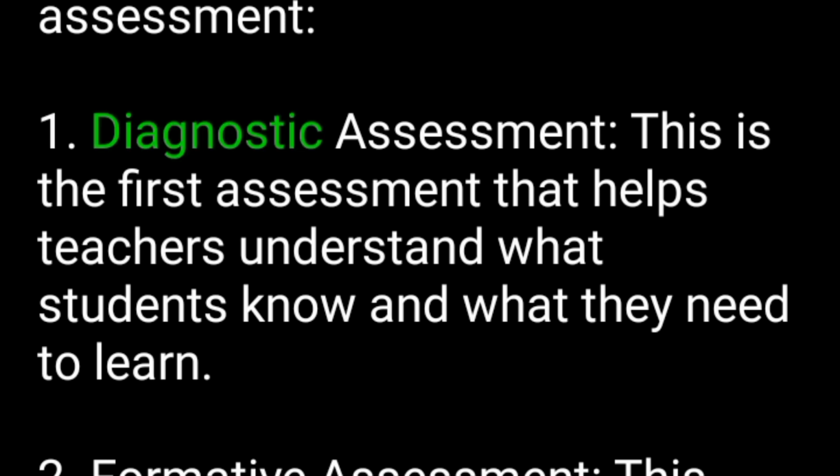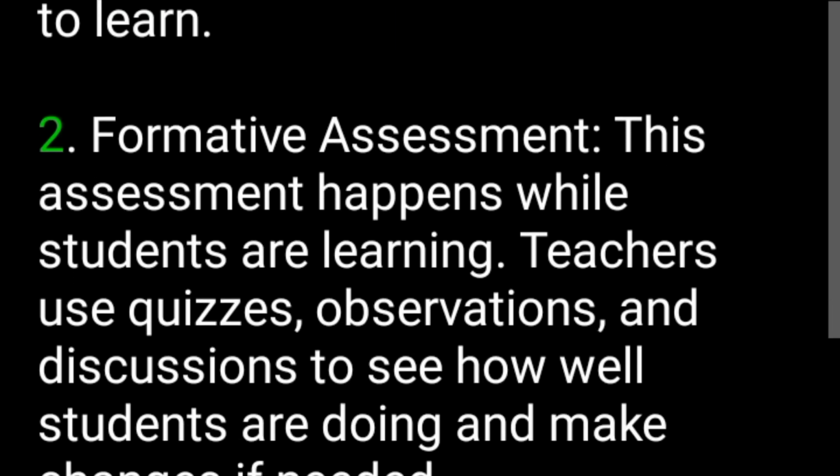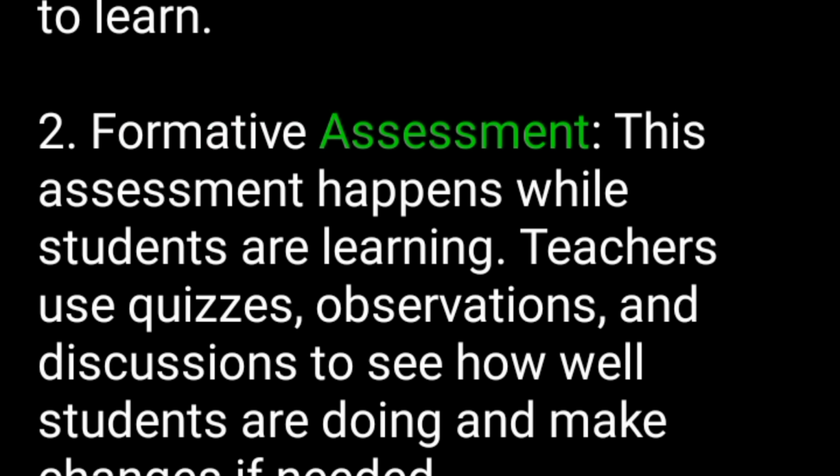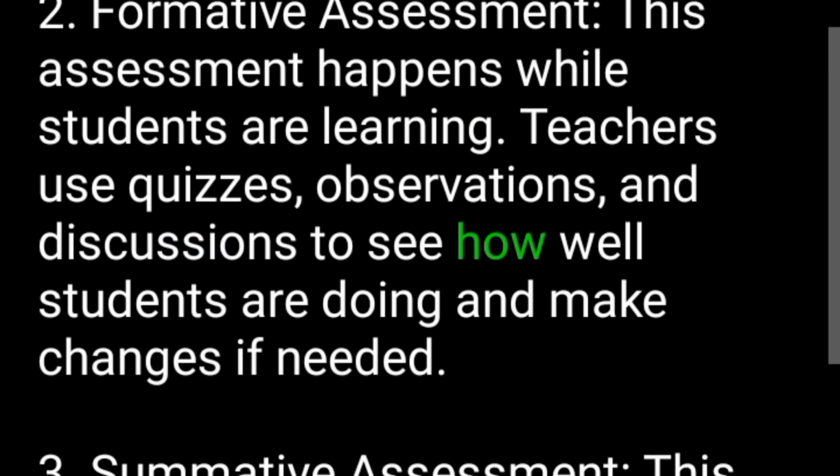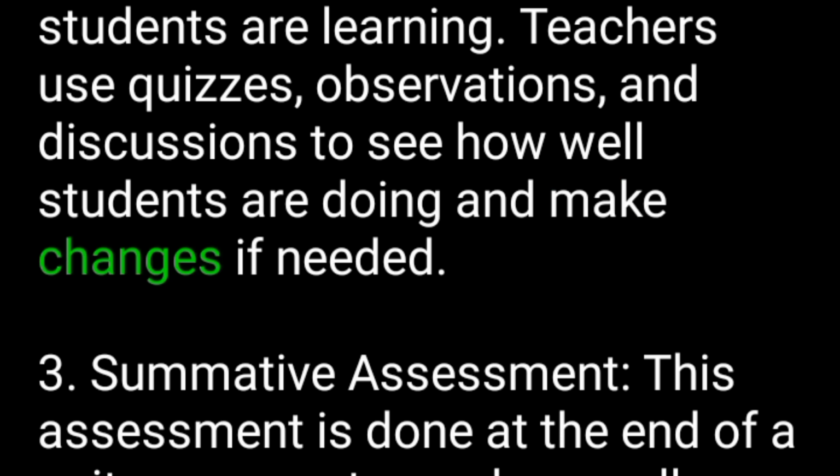1. Diagnostic assessment. This is the first assessment that helps teachers understand what students know and what they need to learn. 2. Formative assessment. This assessment happens while students are learning. Teachers use quizzes, observations, and discussions to see how well students are doing and make changes if needed.